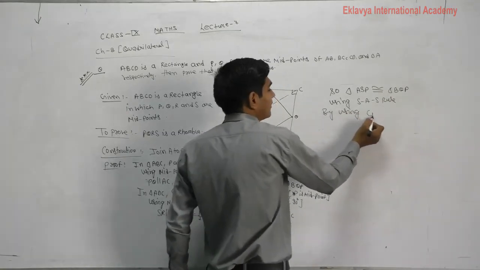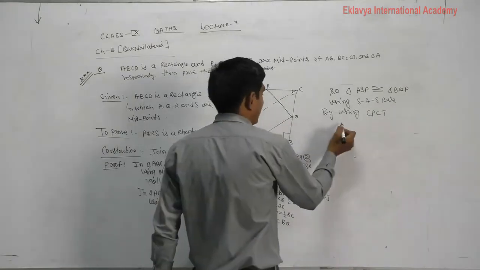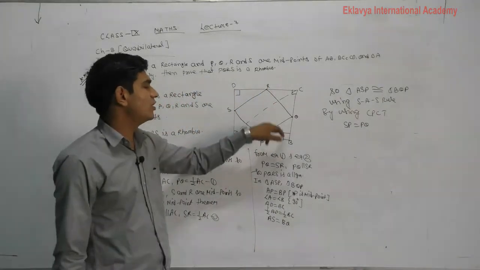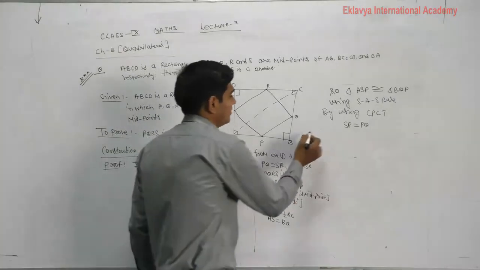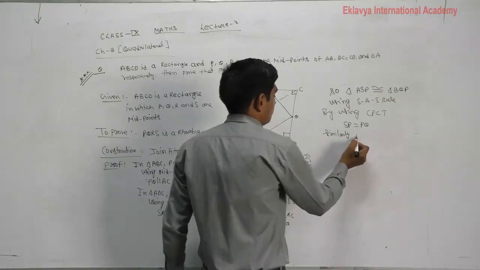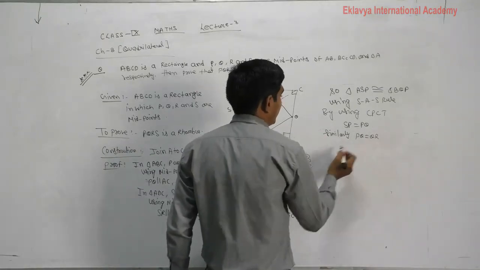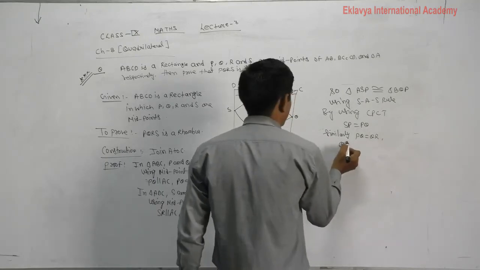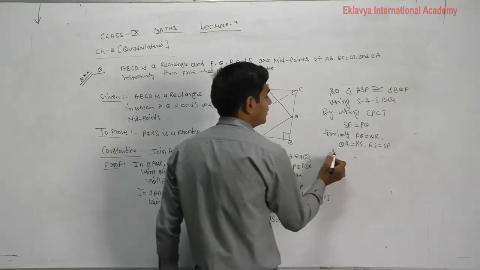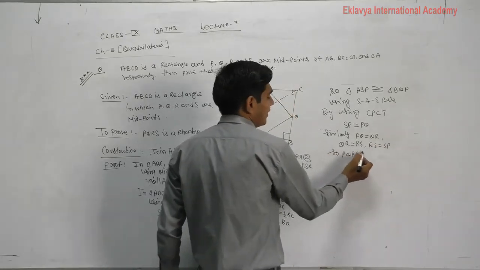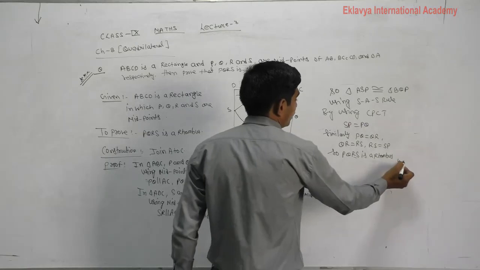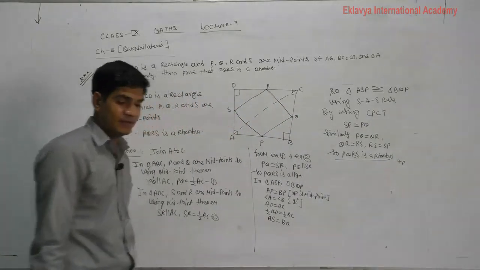By using CPCT, SP is equal to PQ. Similarly, if we take these other two triangles, also similarly PQ is equal to QR, QR is equal to RS, and RS is equal to SP. So PQRS is a rhombus. Understand? Hence proved, what does PQRS become? Rhombus. Easy question.